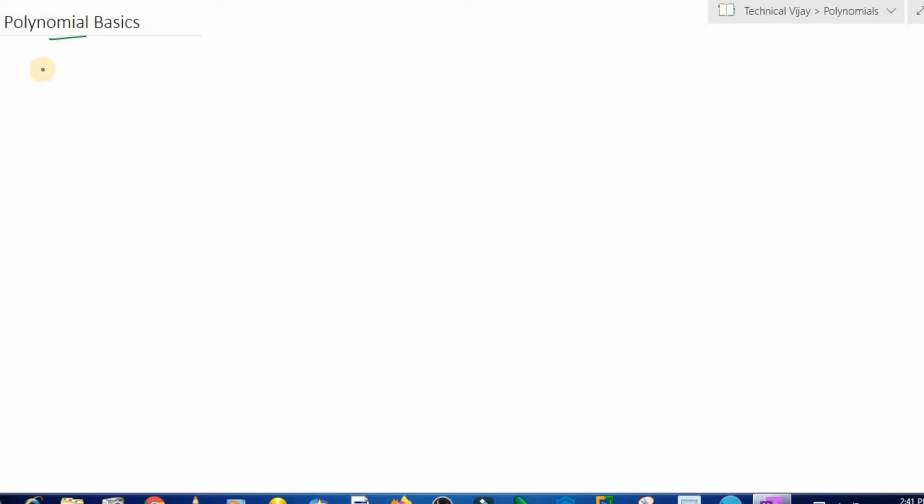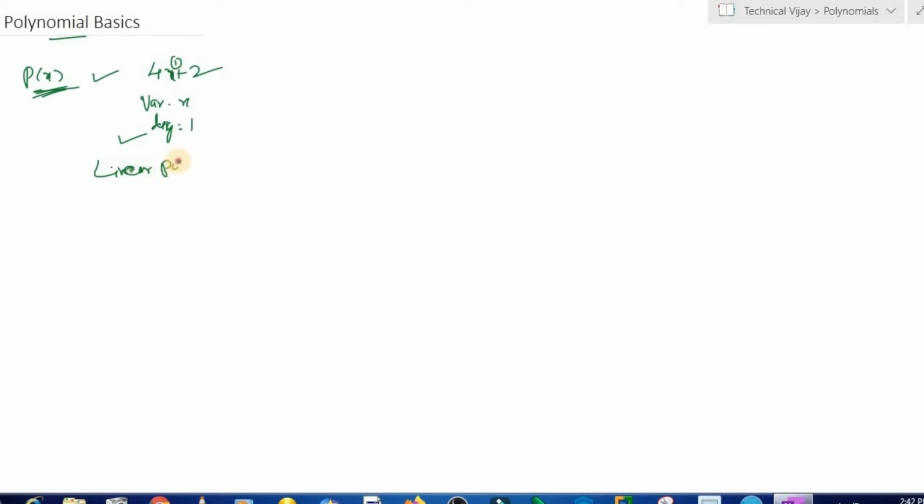As we have already studied in class 9th, one variable and their degrees. Suppose p of x is a polynomial, then the highest power of p of x is called its degree, and the variable is x. For example, if 4x plus 2 is the polynomial, then this is called the polynomial with variable x and degree equal to 1, because the degree of this x is 1. Hence this is called linear polynomial.